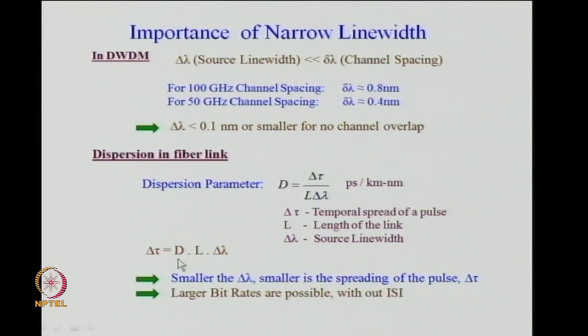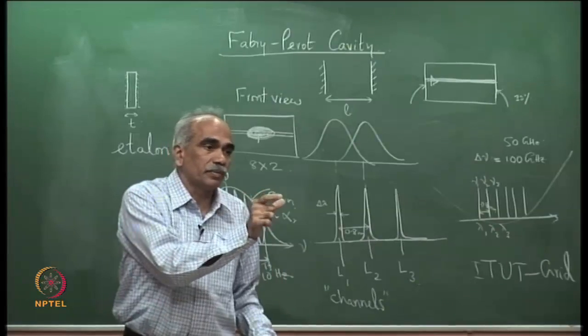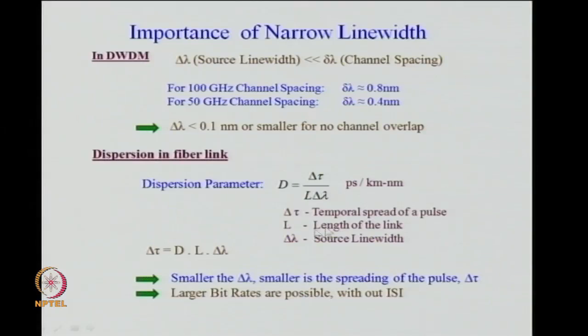Typically, if you take a standard single-mode fiber, then about 17 to 18 picosecond per kilometer nanometer is the dispersion. So, you can calculate that multiplied by the length of the link, 1 kilometer link, 10 kilometer link. Larger the link, larger is the pulse spread, multiplied by the source line width. Larger the source line width, therefore, larger is the spread. Smaller the source line width, smaller is the spread, as simple as that.